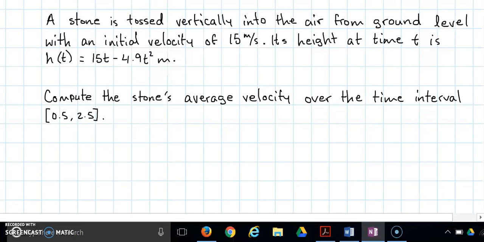Our next example is a stone tossed vertically into the air from ground level with an initial velocity of 15 meters per second. Its height at time t is h of t equal to 15t minus 4.9 t squared meters. Compute the stone's average velocity over the time interval 0.5 to 2.5.